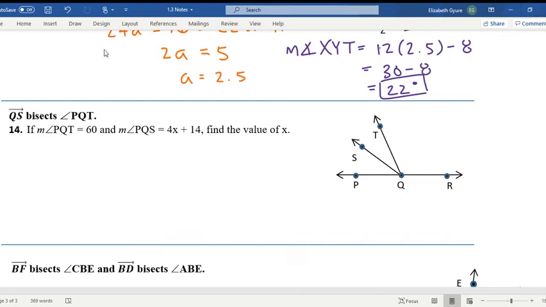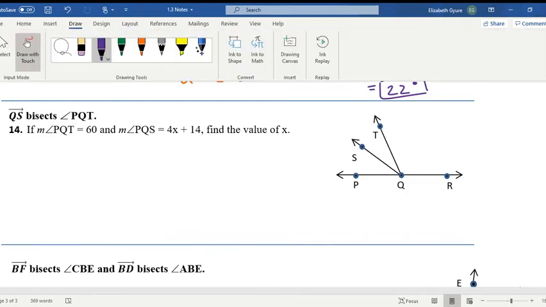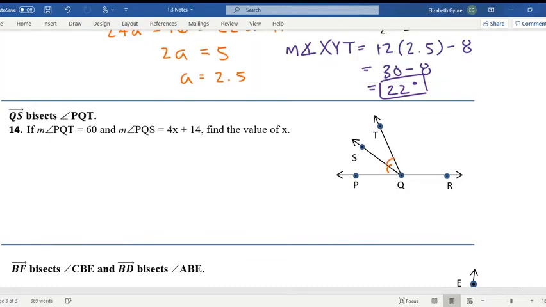So let's make sure we go through and do all of our labeling. We have a bisector, so I'm going to mark my two angles as congruent. And then let's fill in this information. Angle PQT, that's the whole thing here, is 60 degrees. And then angle PQS is 4x plus 14. And now we need to find the value of x.